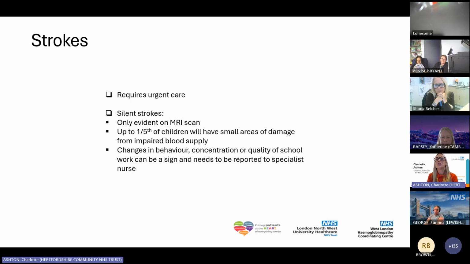So this means there are no signs and symptoms of normal stroke before or while it's happening. So instead, strokes can cause behaviour changes, problems with memory or learning. So we ask for your support here, that if you notice any of these changes, please talk to the parents or us, or your sickle cell service if you've got any concerns about sudden behaviour changes.